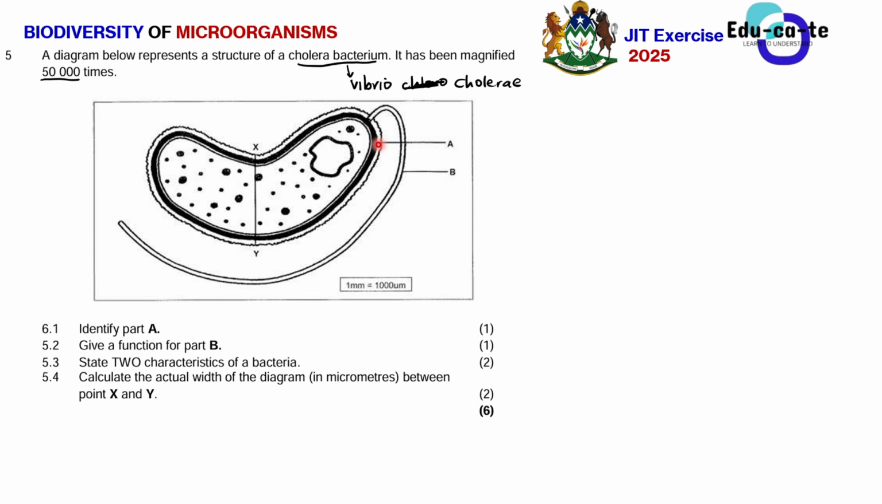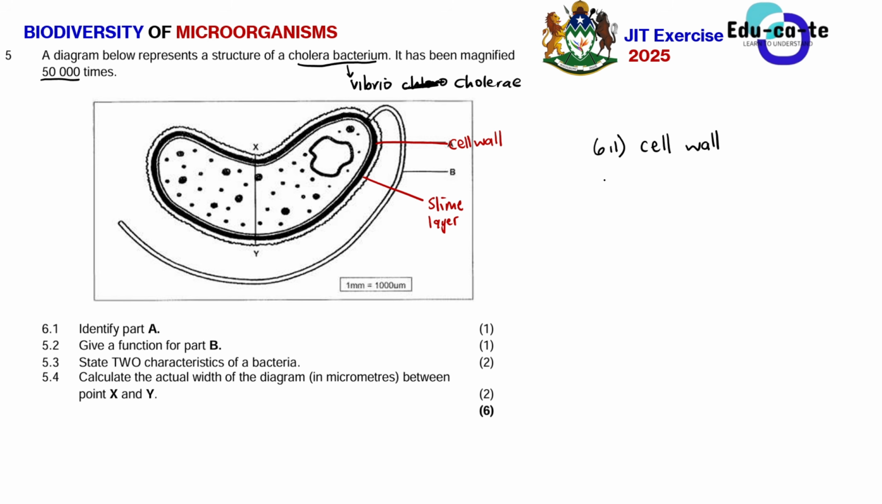You can see that part A here is showing this black region just in between. Remember that a bacterium has got a slime layer outside, a cell wall as well as a cell membrane. So this white part, this empty white part, is the slime layer, the one that prevents the bacteria from drying out. And then the label A is this black part. It is known as the cell wall. So that's the cell wall of the bacterium cell. So here 6.1 is going to be the cell wall.